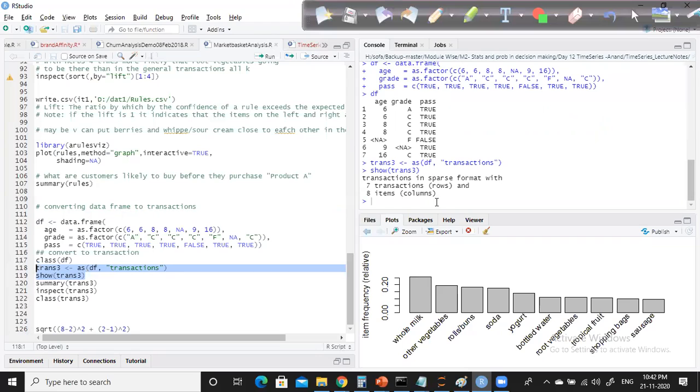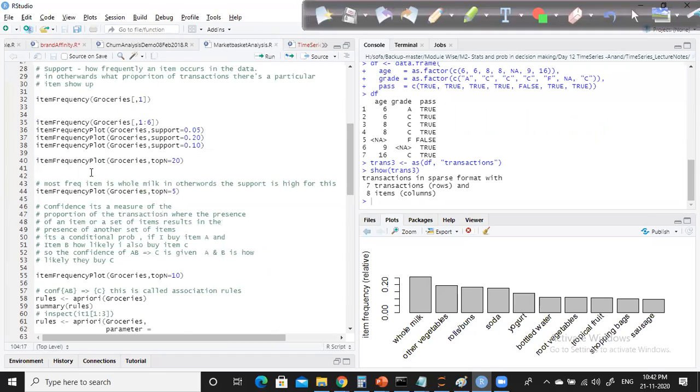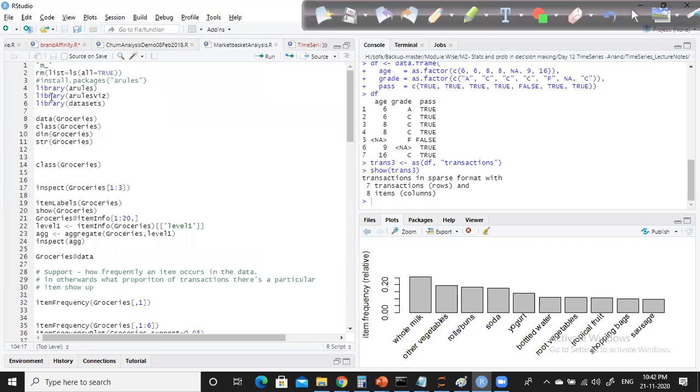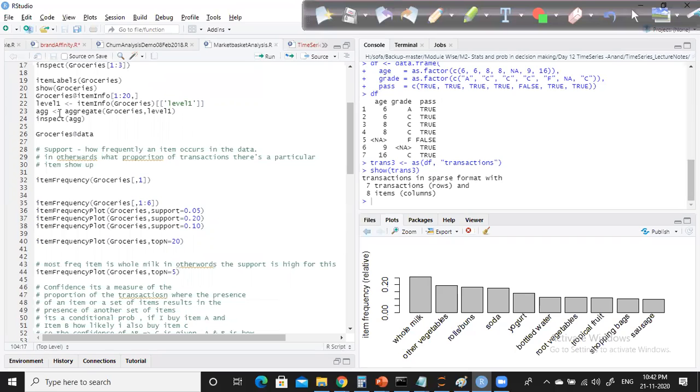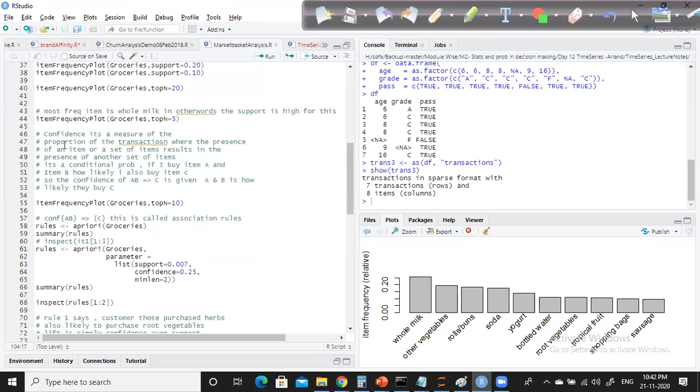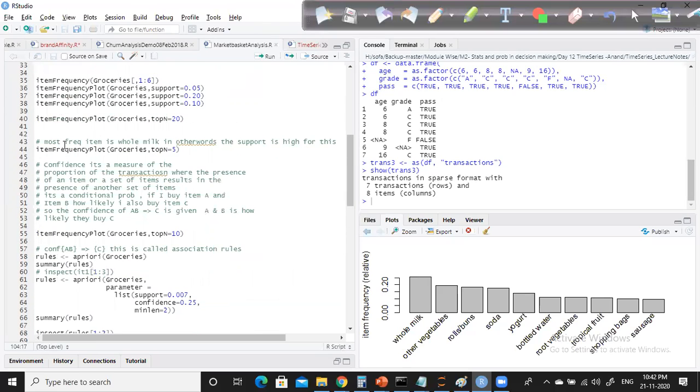Look here, it became a transaction. That's not a data frame. This became a transaction. So once you convert this, that's it. You can blindly close your eyes and use the arules library related functions, like item frequency, inspect, rules, all those things you can use here.